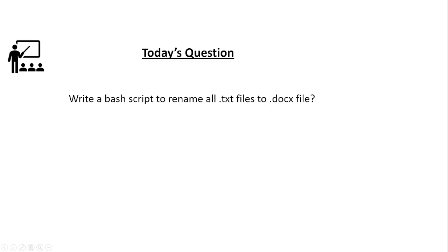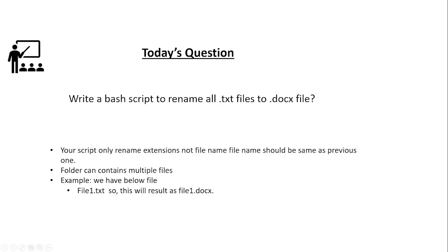Okay, so the task is we have to write a bash script that renames all .txt files to .doc files. Basically we have to rename all the extension files from the txt extension to the doc extension. So we have some input that we need to consider: the script only renames the txt extension files, not any other files.